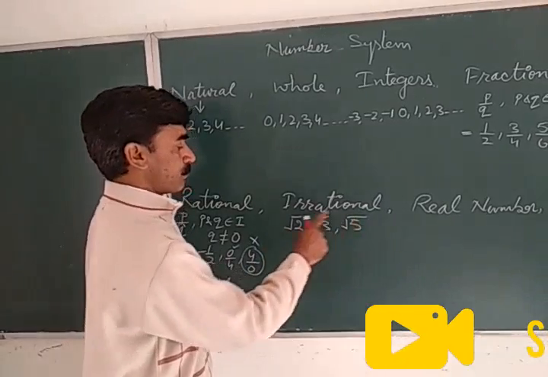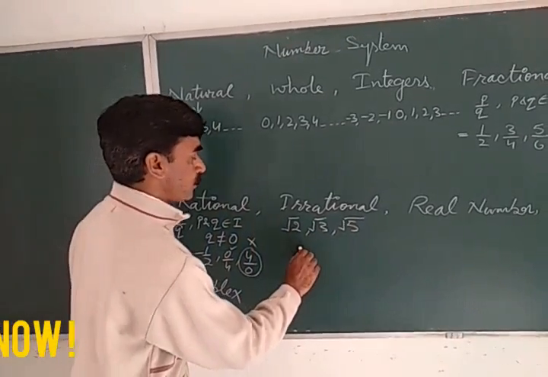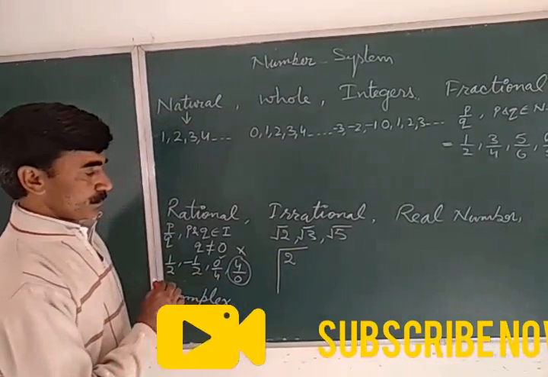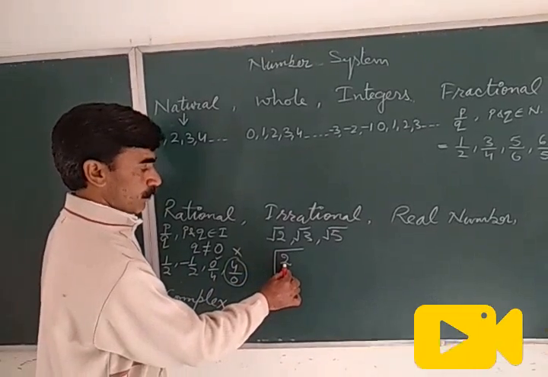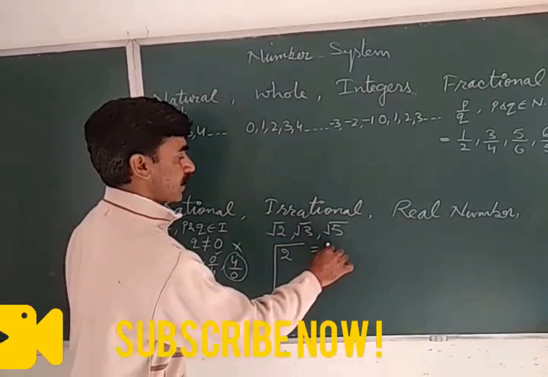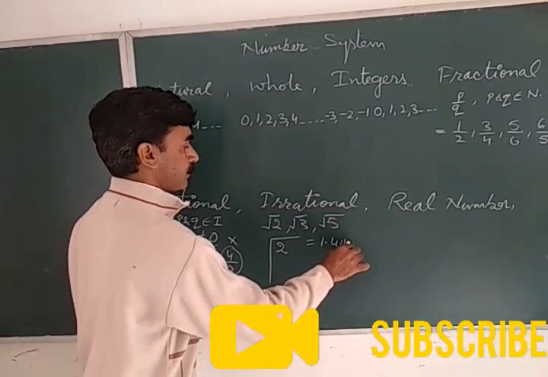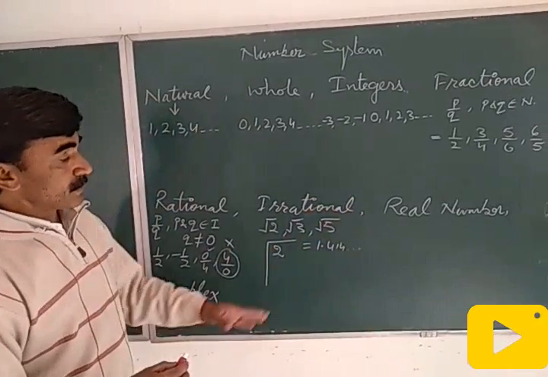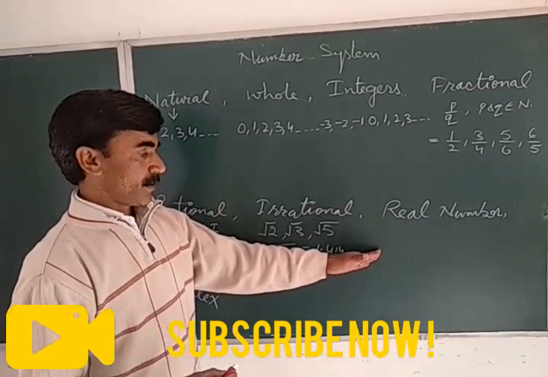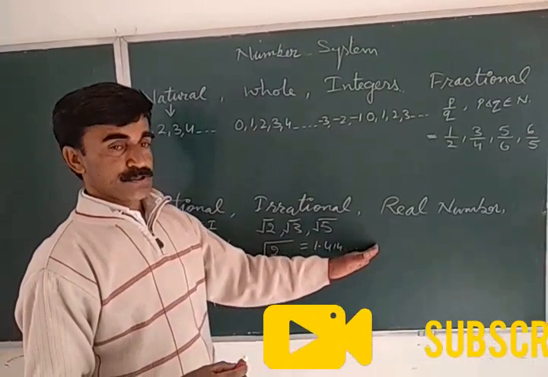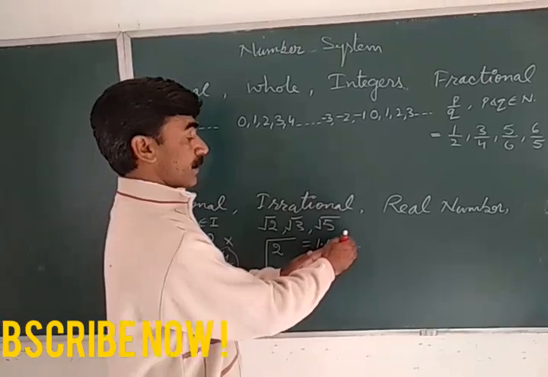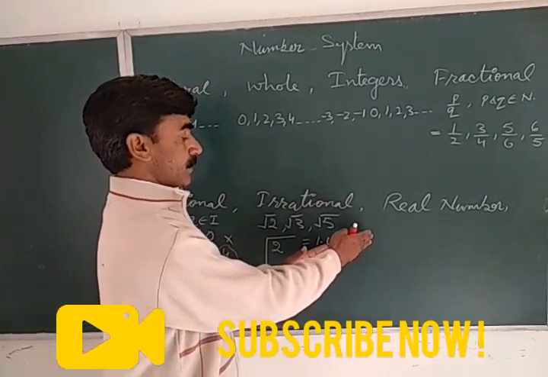Why are these irrational numbers? Because whenever you try to find the square root of 2, you will get the answer 1.414 and so on, but it would never terminate and it will never repeat. I am telling you again, it will never terminate, it will never repeat.